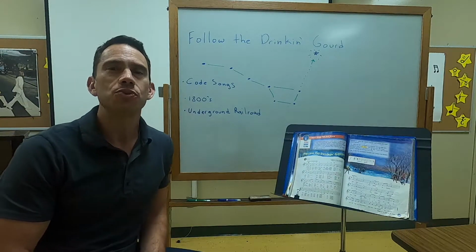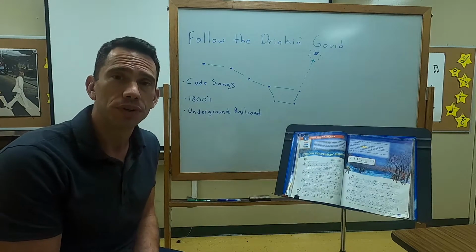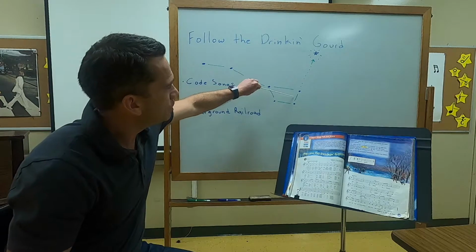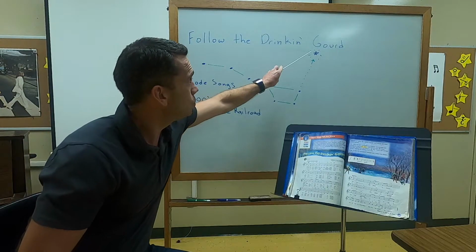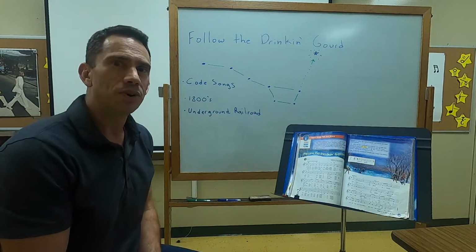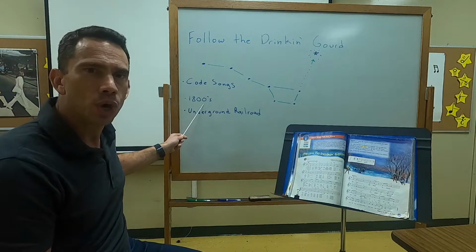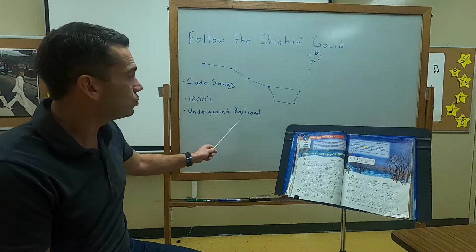Well, the slaves would use these stars to guide them at night to help them find their way north to freedom. It was like their roadmap. And if they could line up these two stars right here at the end of the scoop of the Big Dipper, it would lead to the North Star, which obviously pointed north, and it would lead them in the right direction. So these code songs in the 1800s were part of this secret system called the Underground Railroad.